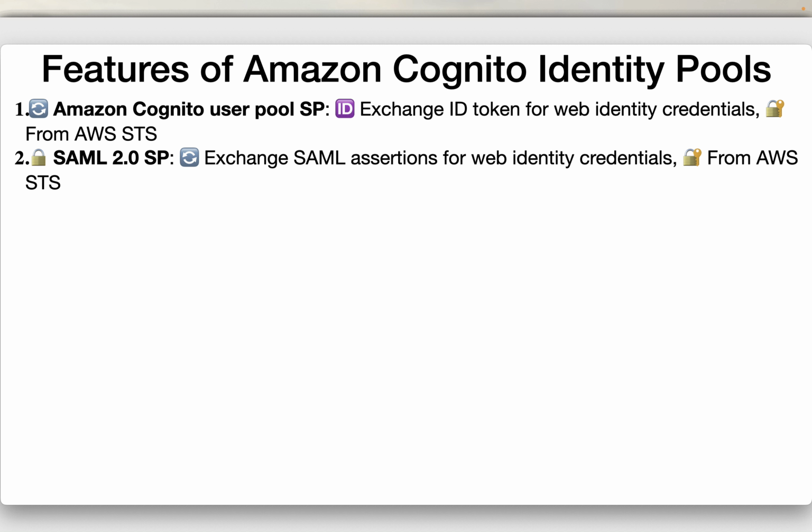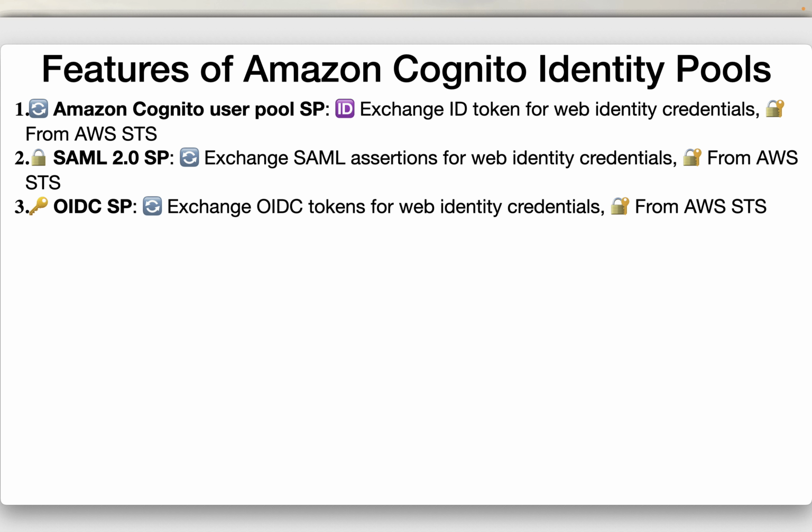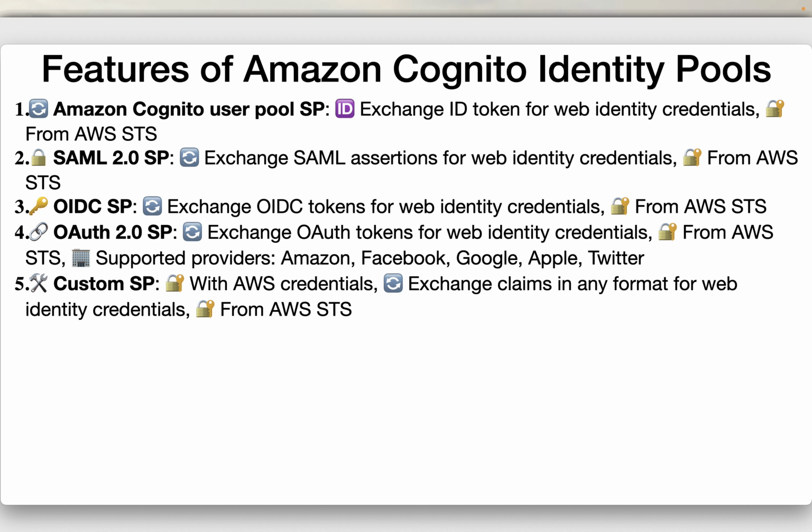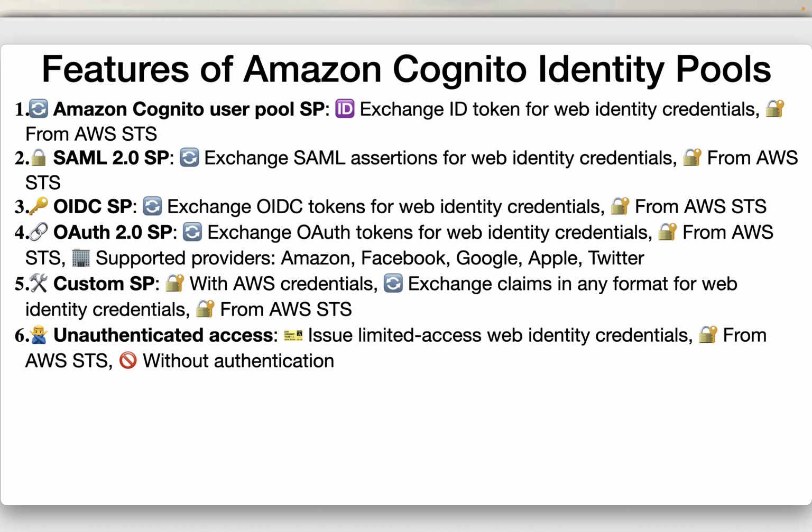SAML 2.0 Service Provider: exchange SAML assertions for web identity credentials from AWS STS. OpenID Connect Service Provider: exchange OpenID Connect tokens for web identity credentials from AWS STS. OAuth 2.0 Service Provider: exchange OAuth tokens from Amazon, Facebook, Google, Apple and Twitter for web identity credentials from AWS STS. Custom Service Provider: with AWS credentials, exchange claims in any format for web identity credentials from AWS STS. Unauthenticated Access: issue limited access web identity credentials from AWS STS without authentication.